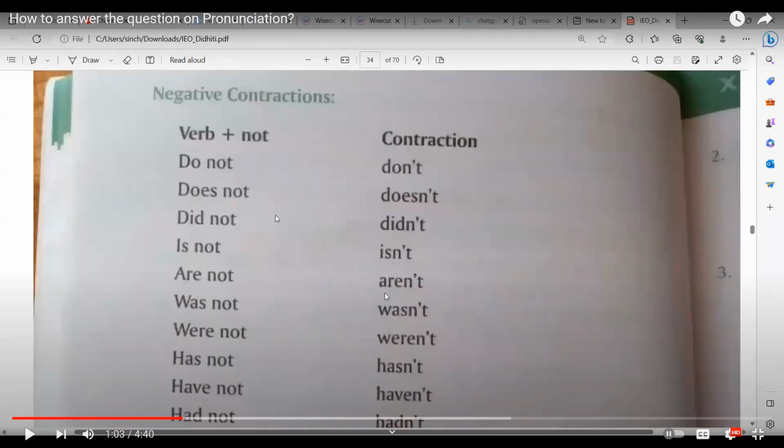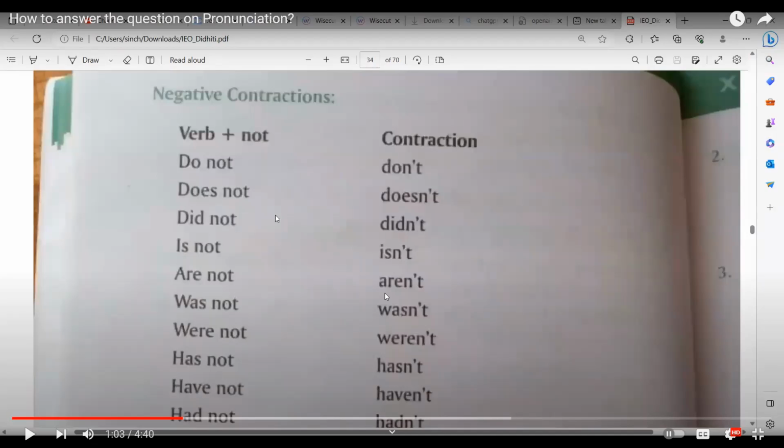Shruti, can you tell me an example with was not? Wasn't. Tell me better with wasn't. Wait, ma'am, I am remembering.